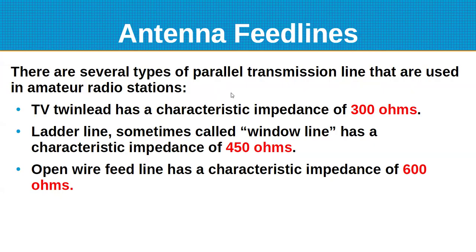You're probably familiar with old TV twin lead. It was 300 ohms. It's about a half, 5/8 of an inch wide. The ladder line or window line, like I said, is 450, and open wire is 600. You don't see that much of that.